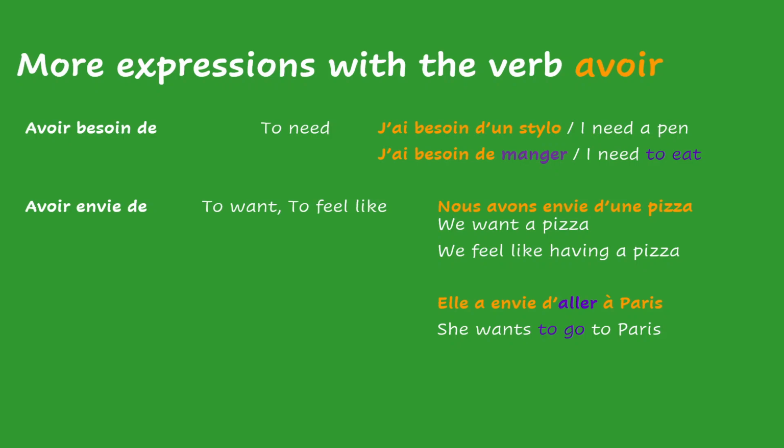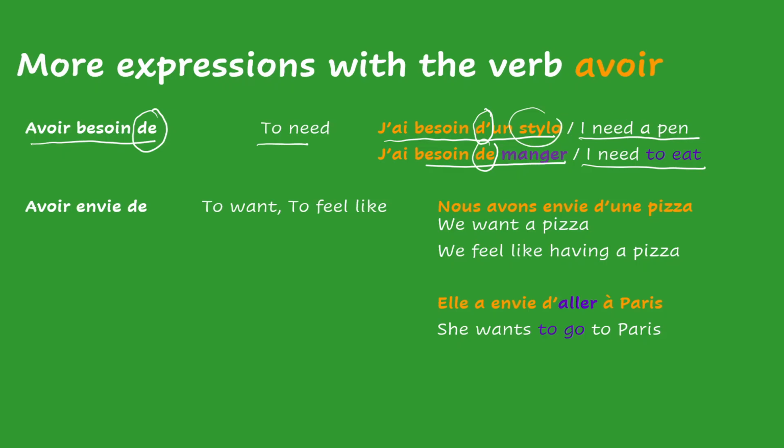Finally, 2 more expressions. Avoir besoin de, to need. J'ai besoin d'un stylo. I need a pen. So you want to learn this expression with that preposition de. It's very important. J'ai besoin d'un stylo. J'ai besoin de manger. I need to eat. So you can use a noun, pen, or an infinitive just after that de.